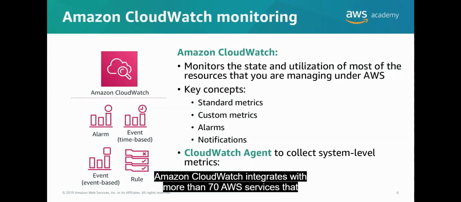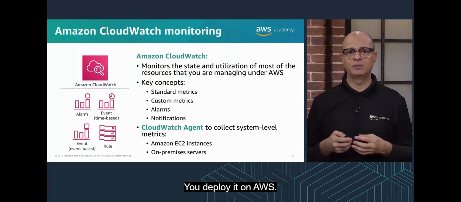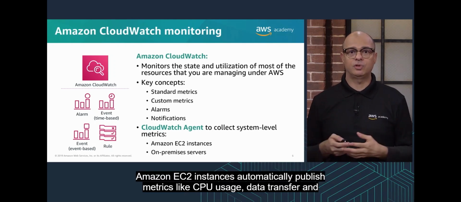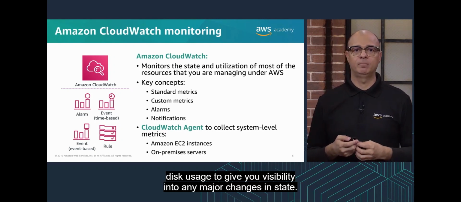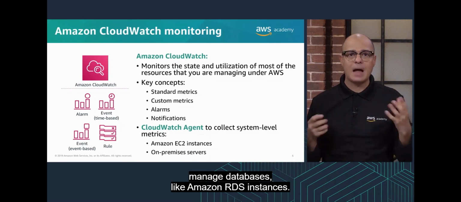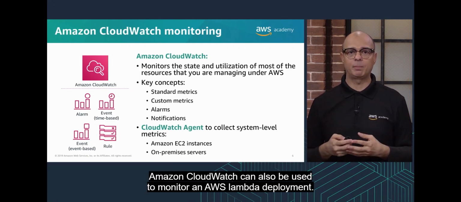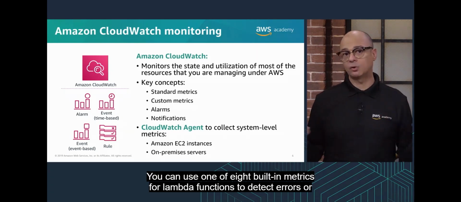Amazon CloudWatch integrates with more than 70 AWS services that automatically publish detailed standard metrics without any action on your part. You can use these metrics to monitor most of the resources you deployed on AWS. For example, Amazon EC2 instances automatically publish metrics like CPU usage, data transfer, and disk usage to give you visibility into any major changes in state. You can also monitor resource utilization, such as disk activity for managed databases like Amazon RDS instances. Amazon CloudWatch can also be used to monitor an AWS Lambda deployment. You can use one of 8 built-in metrics for Lambda functions to detect errors or throttles.